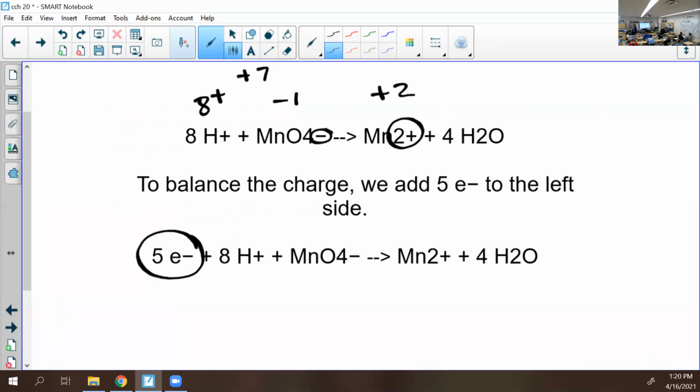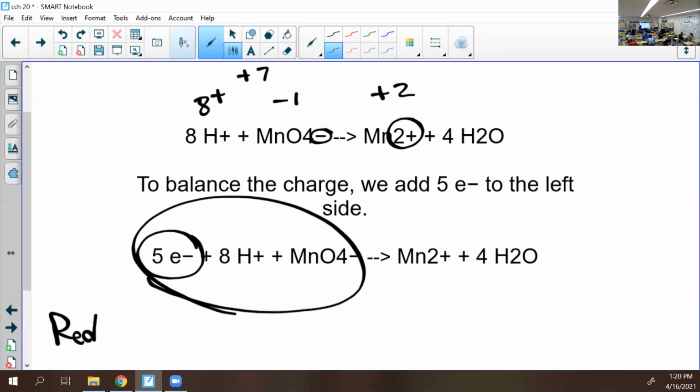Why am I adding it on the left? Anyone know? If it's reduced, it's gaining, right? So these are the things that are gaining, these are the things that came out. So manganese takes these. Are we all right with that? All right, so we have 5 negatives, and we have 5 here. That makes more sense. And now it equals a +2, which is what we need.